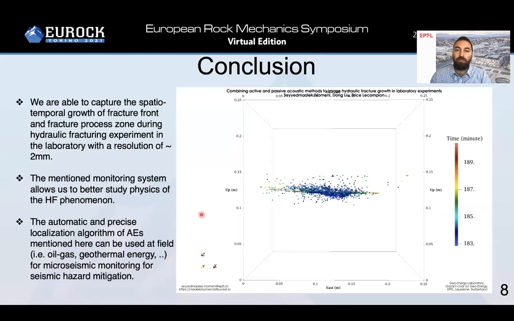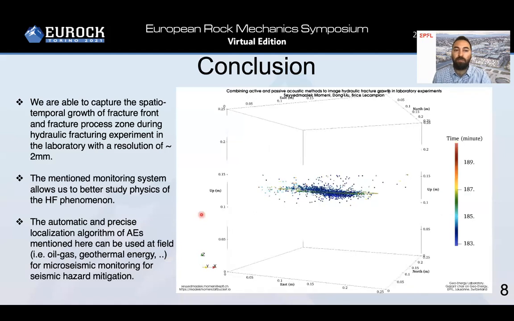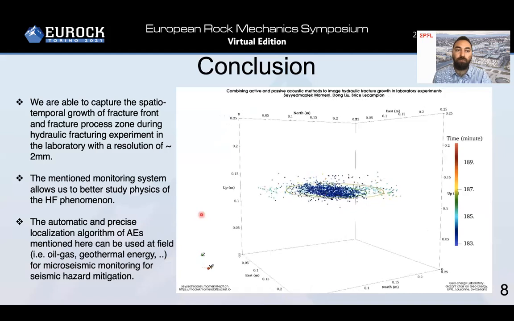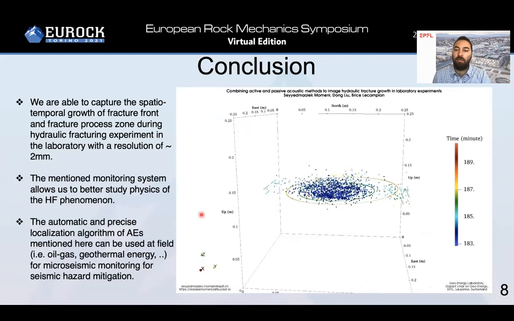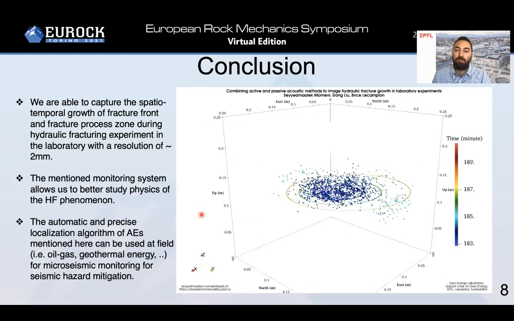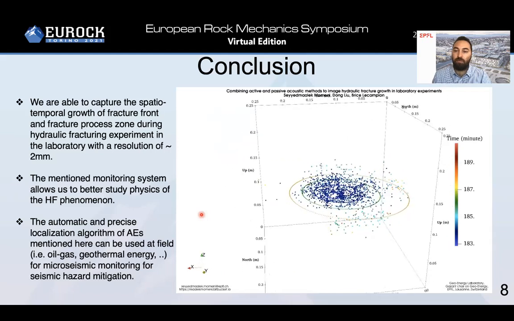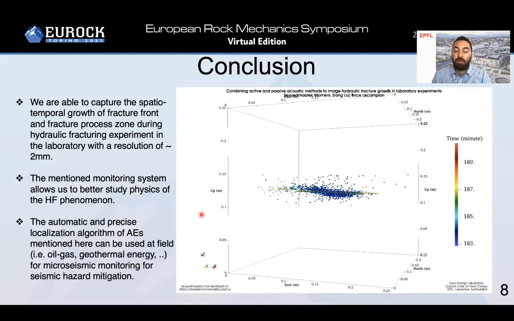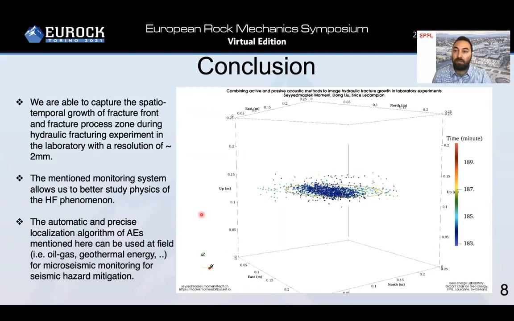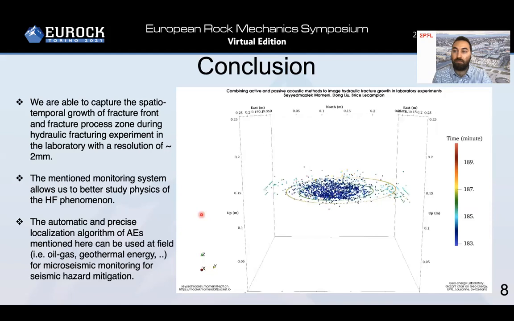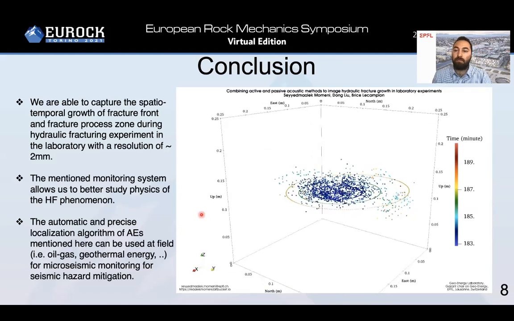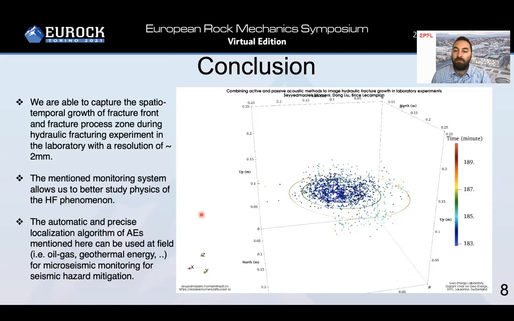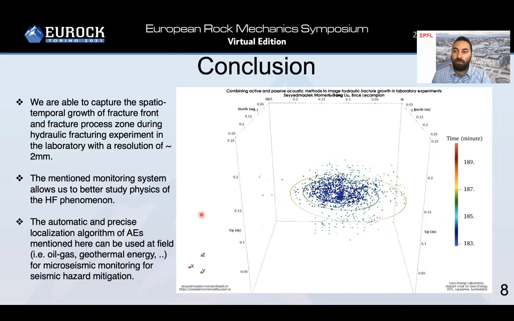So with this technique, we are able to capture the spatiotemporal growth of the fracture front and fracture process zone during hydrofracturing experiments at laboratory scale with a resolution of about 2 millimeters. These techniques can help us better study the physics of hydrofracturing phenomena, and the explained passive algorithm can be used in the field for microseismic monitoring and for seismic hazard mitigation.